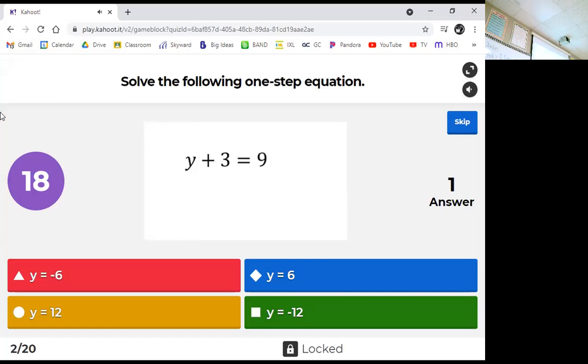This one is y plus 3 equals 9. So this one, you're going to put the opposite of a positive 3 on both sides and do that.